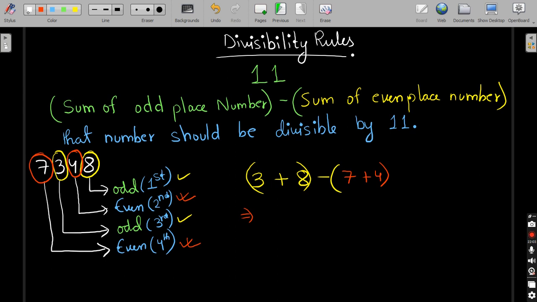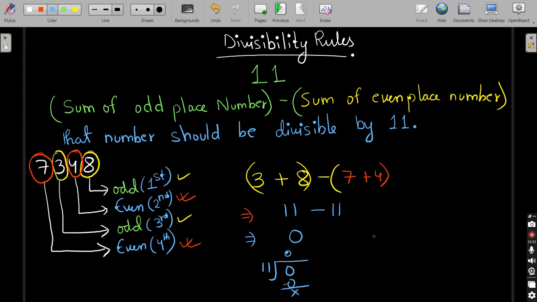Now let us check 3 plus 8. How much is the answer, dear student? 3 plus 8 will be 11, minus 7 plus 4, how much? 11. Okay, so here I got 11 minus 11, which is 0. So can I divide 0 by 11? Yes. So I got the answer.